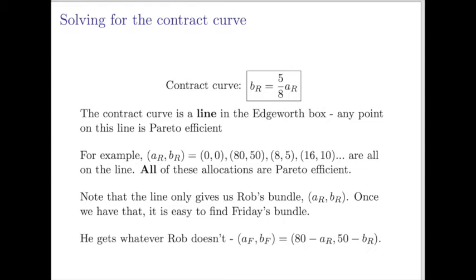Calculating Friday's bundle, we just use the fact that Friday just gets the leftover apples and the leftover bananas. If Rob gets AR apples, Friday just gets 80 minus AR, which is the leftover ones. Similarly, if Rob gets BR bananas, Friday just gets the leftover bananas, which is 50 minus that. So that's how we find all of the allocations that are Pareto efficient.